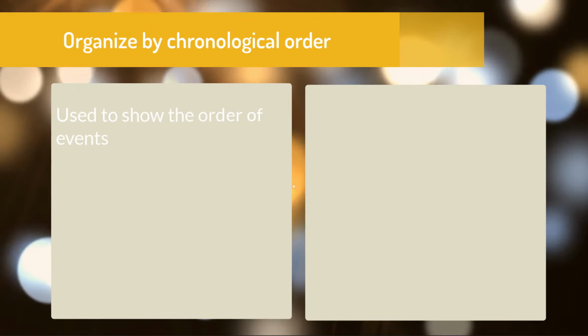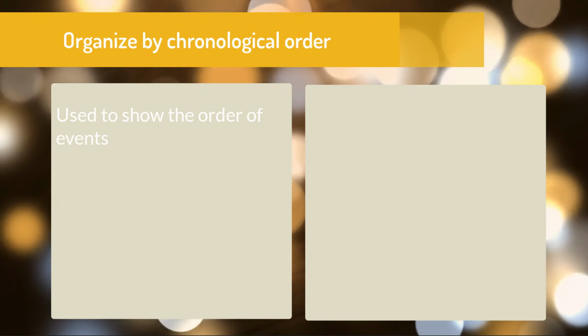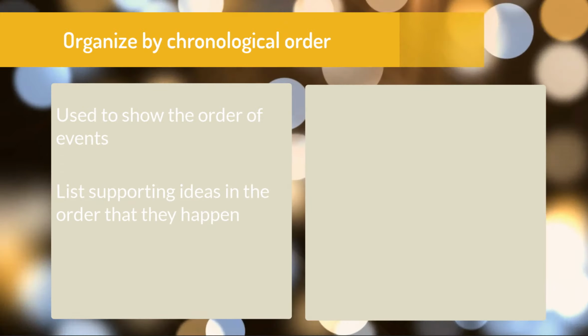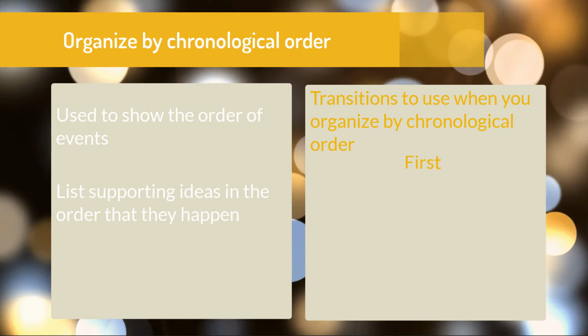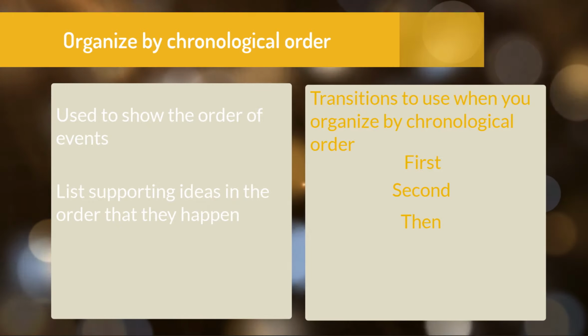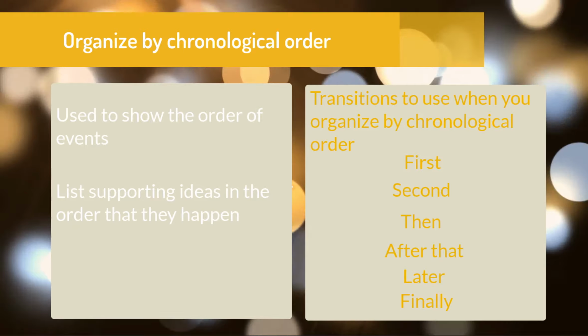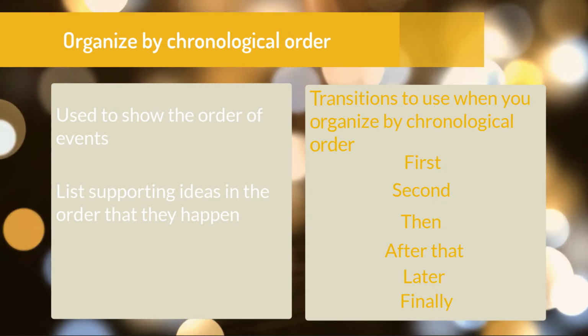Next, let's look at organizing by chronological order. Chronological order is used to show the order of events. When using chronological order, arrange the events in the order that they actually happened or will happen. This method of organization requires you to use words such as first, second, then, after that, later, and finally. These transition words guide you and your reader through the paper as you discuss your ideas.